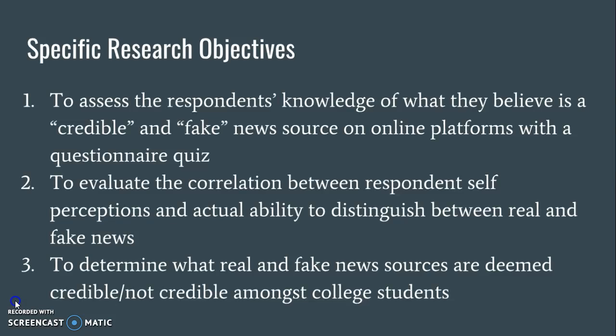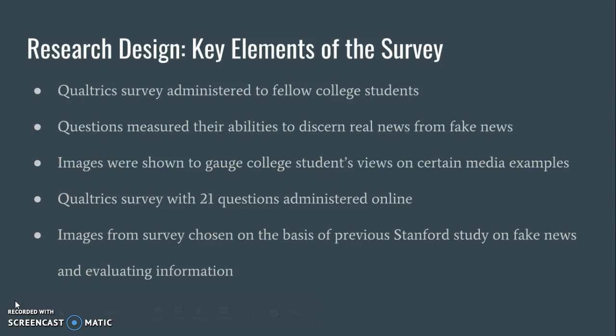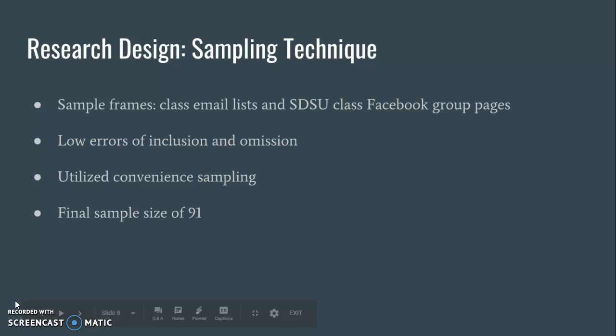To dive into our research design, we administered a 21-question qualitative survey amongst fellow college students. Images were shown to gauge their views on certain media examples. The images were chosen on the basis of a previous Stanford study. Now let's take a look at our sampling technique.